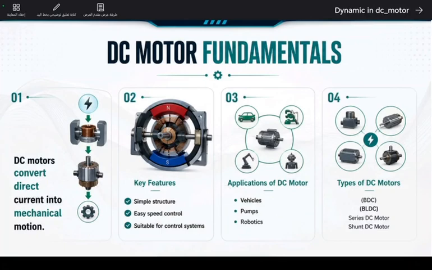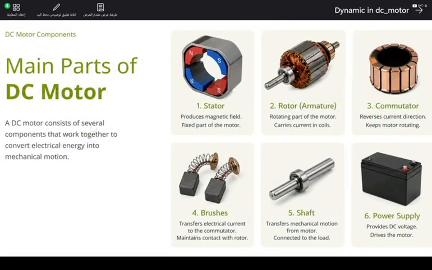Third, we can find DC motors in everything, especially in vehicles, pumps, and robotics. And we have the types of DC motors: brush DC motor, brushless DC motor, series DC motor, and shunt DC motor.